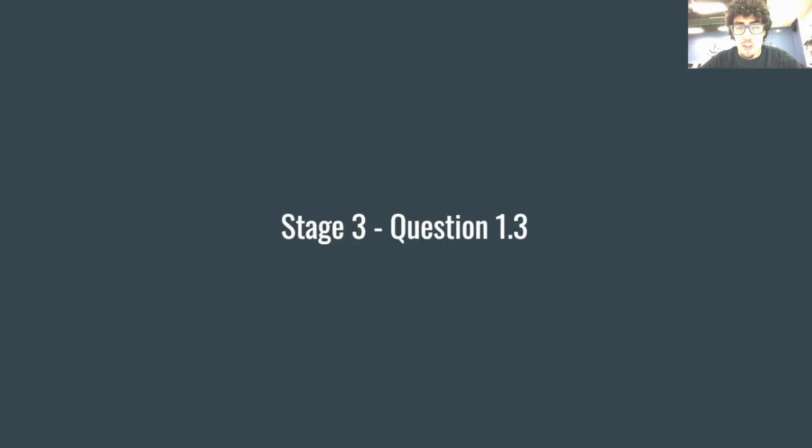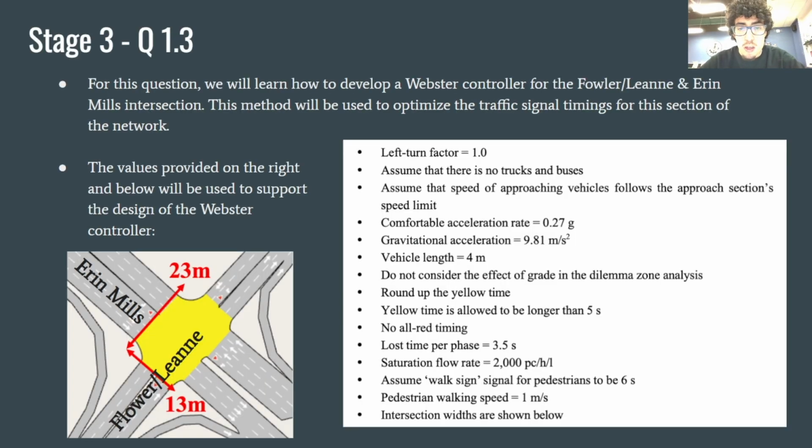Okay, let's now answer Stage 3, question 1.3. For this question, we'll be designing a Webster controller for the Fowler and Leanne and Aaron Mills intersection. And this method will essentially help us optimize the traffic signal timings for this portion of the road network. And so we'll be using these values over here and also these values on the corner to help us with the design.